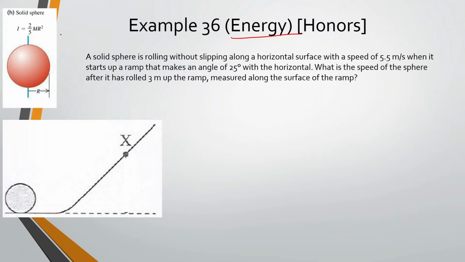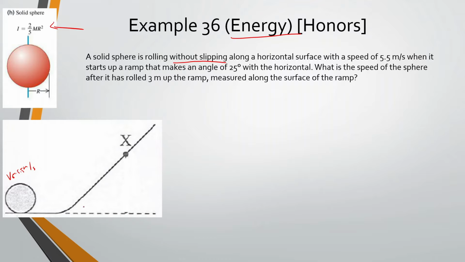A solid sphere is rolling without slipping along a horizontal surface with the speed of 5.5 meters per second. When it says without slipping, that means there's friction, because it's going to slip if there isn't friction. But if there is friction, it's not going to slip, okay? With a speed of 5.5 meters per second when it starts up the ramp. So it has initial velocity 5.5 meters per second.